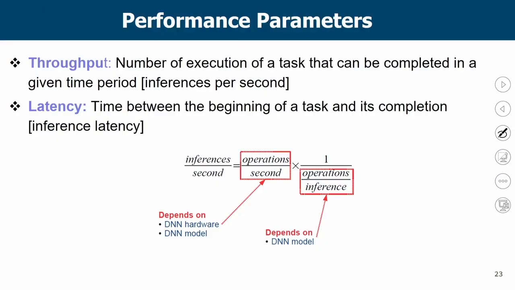Now, if you look into the inferences per second, it depends upon operations per second into 1 by operations per inference. That is called your inferences per second. Operations per second depends upon the DNN hardware and the DNN model. What kind of DNN model do you have? Operations per inference is dependent upon the DNN model. So, this is typically the DNN structure and this is typically the underlying hardware that we use.